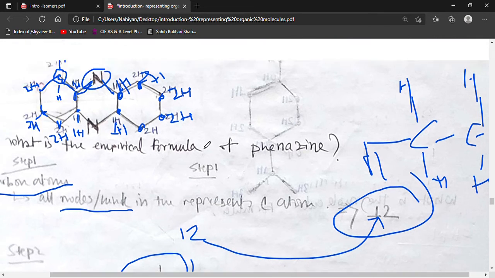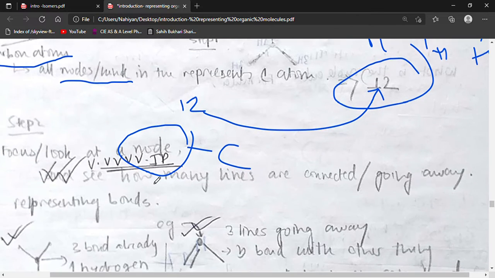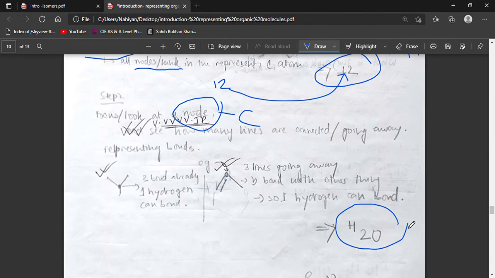Now if you count all the hydrogens that can be bonded to it: 2, 2, 4, 5, 6, 7, 8, 9, 10, 11, 12, 13, 14, 15, 16, 17, 18, 19, 20. So what we see is that 20 such hydrogens can make bonds.